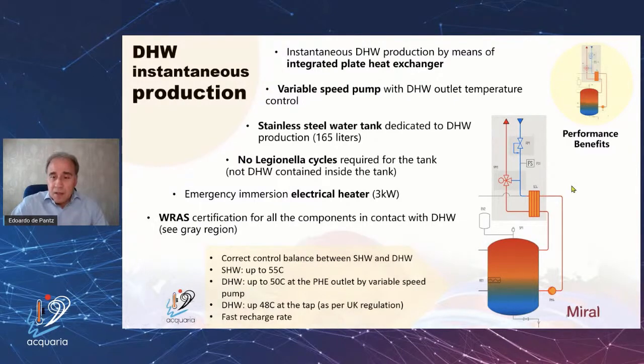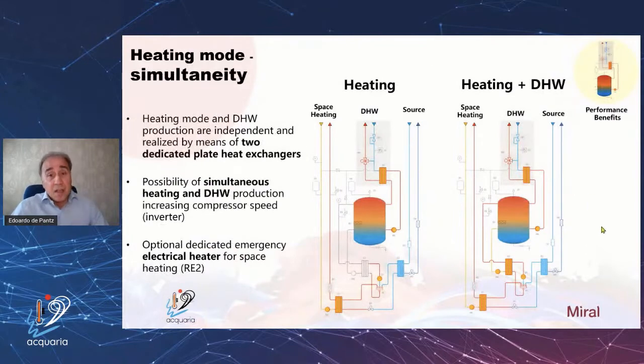The next working function is the heating mode. And I want to show you how it works because it's quite interesting. As you can see, when there is a space heating request that can be underfloor or fan coil units or radiators, you see, this is the compressor. So the compressor is sending hot gas through this heat exchanger that is not activated because the pump is not working. So the hot gas is going through the four-way valve to this heat exchanger.